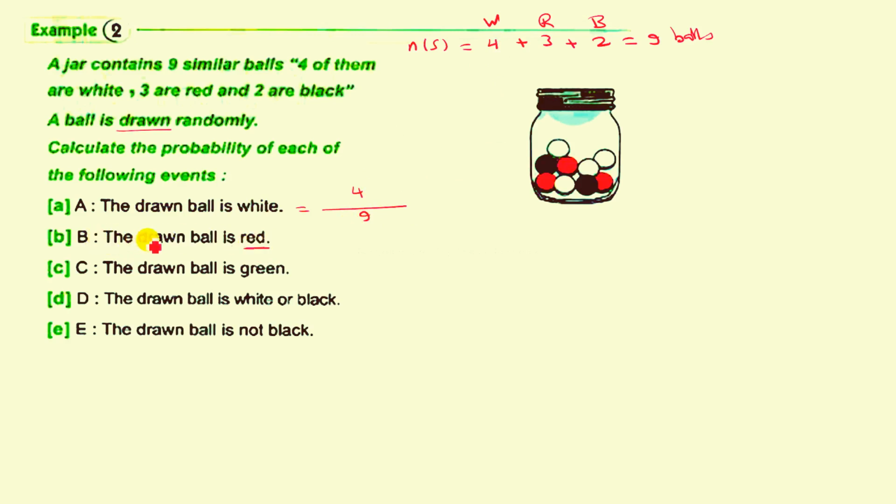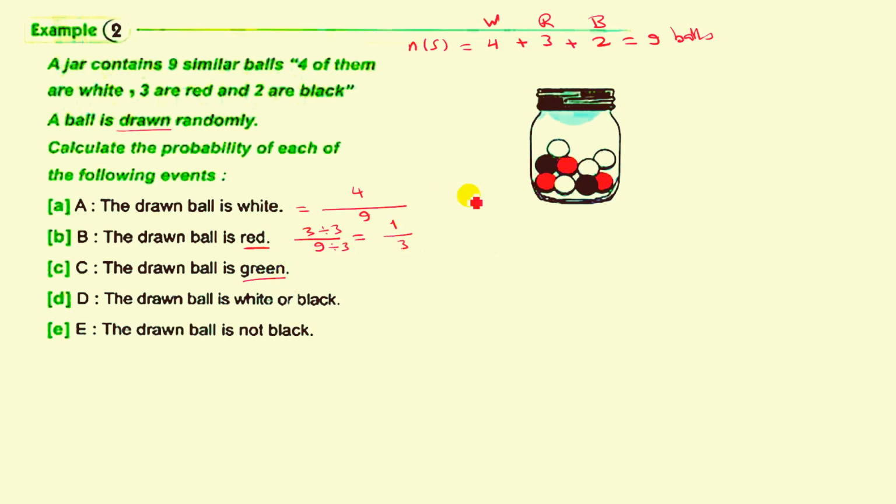Letter B. The drawn ball is red. How many red balls? 3 over 9. We simplify. 3 and 9 are divisible by 3. Divide 3 by 3, 1. 9 divided by 3, 3.